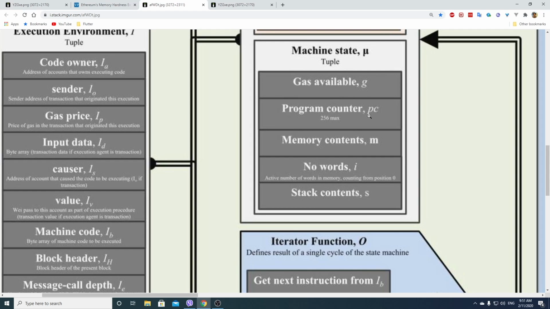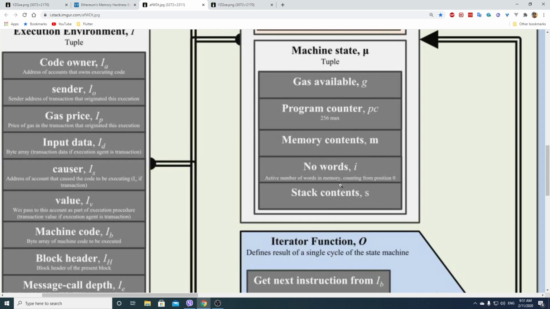So the program counter would start at 0 and then be normally incremented every time we do an instruction. The memory content is the memory that we have allocated to this program. Note that the storage is not there, because storage is not going to be transient, right? Storage is going to be permanent. So we only have stuff that will be wiped out at the end of execution.